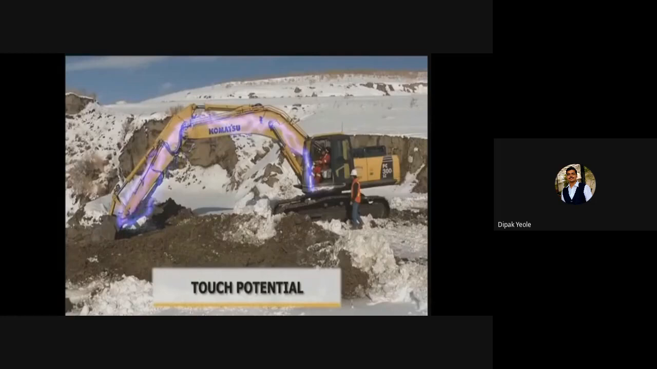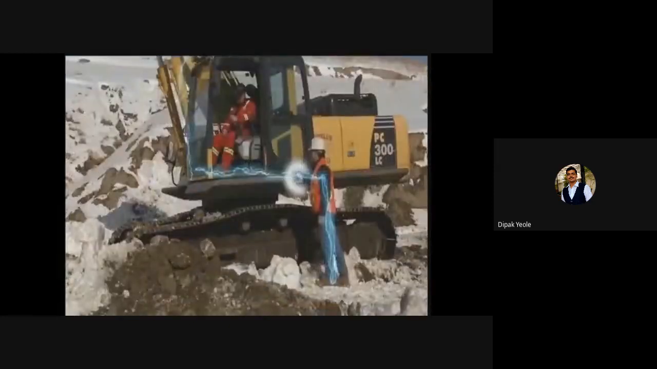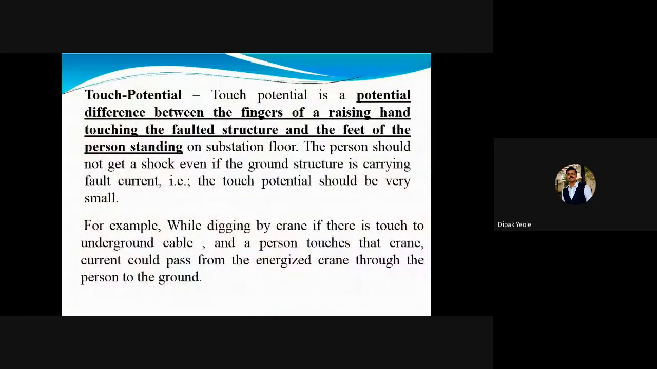But this person is not wearing gloves, so if the person touches, he will get the shock, and all the current or charges get transferred from this person's body to the earth, and he might suffer. So this is called the touch potential. There is a potential difference between the fingers of a raised hand touching the faulted structure and the feet of the person standing on the substation floor. The person should not get a shock even if the ground structure is carrying the fault current. That is, the touch potential should be very small. And this is nothing but the touch potential.